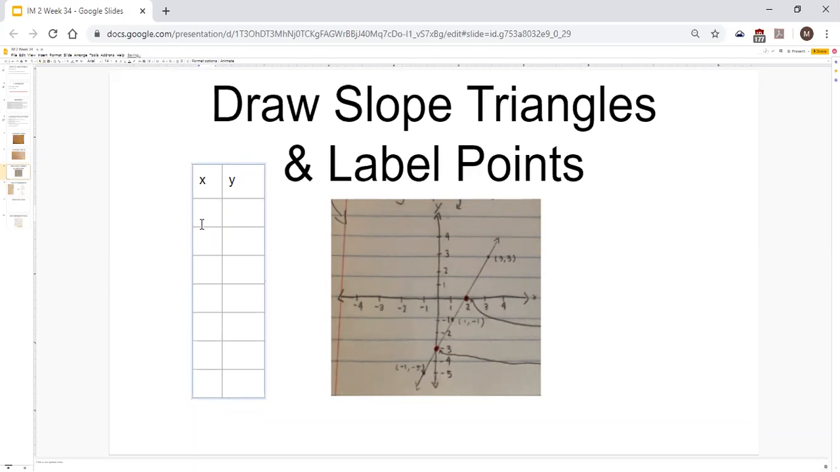So if we take a look at the first x value for this point, it says -1, -5. So -1 on the x, -5 for the y. Then our next point says 0, -3. Our next point says 1, -1. Our next point says 2, 0. And our last point says 3, 3.